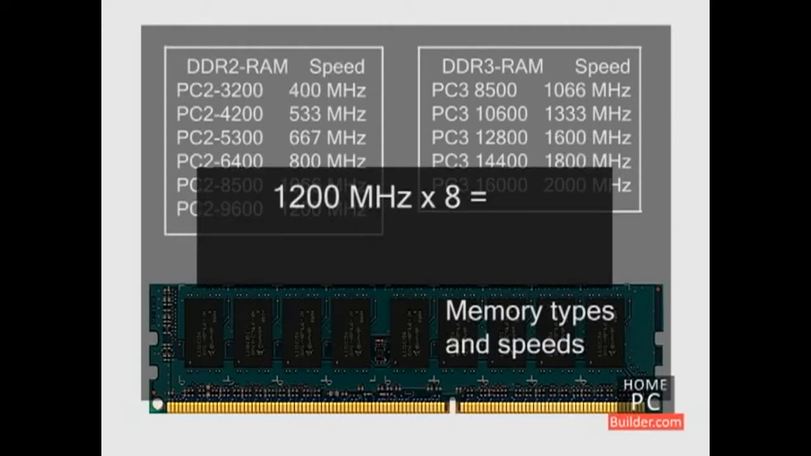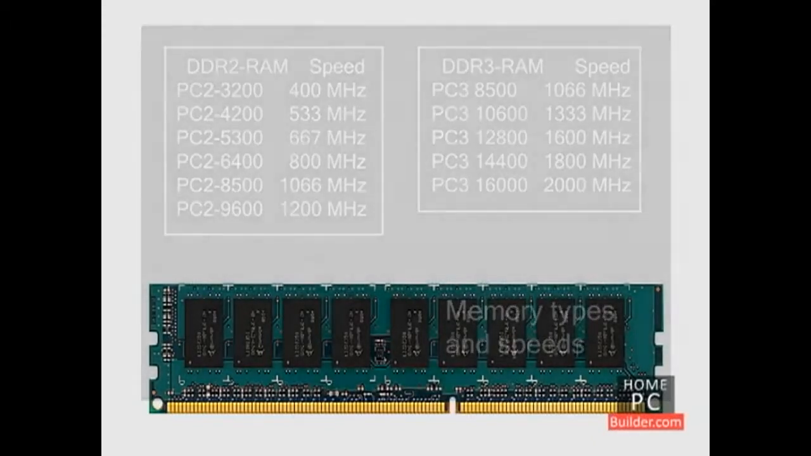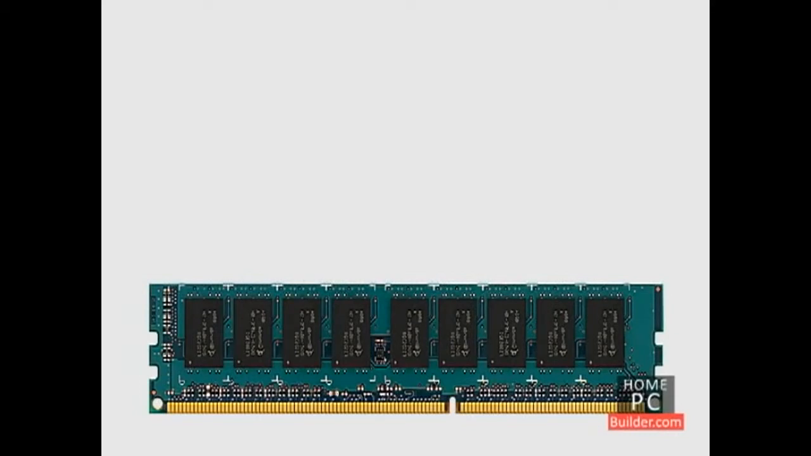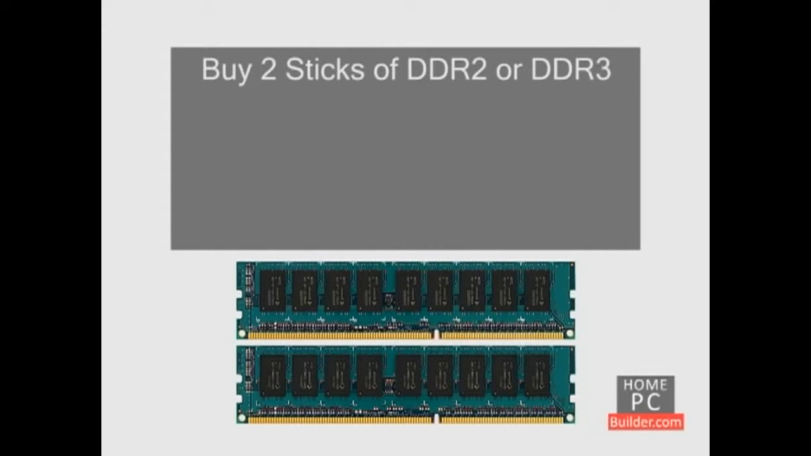To go from speed to bandwidth, you multiply by 8. This is useful to know when you're shopping for RAM and motherboards, since some shops list only speed and other shops list only bandwidth. By multiplying or dividing by 8, you can be sure a motherboard can support the RAM you buy.